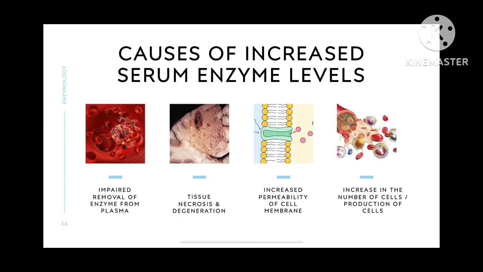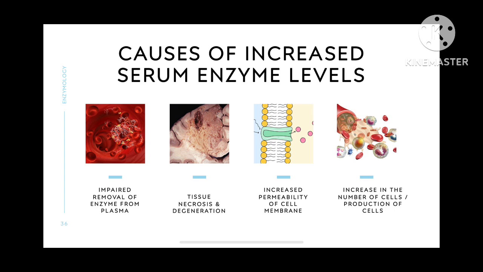These are the following causes of increased serum enzyme levels. Number 1 would be impaired removal of enzyme from plasma. If this happens, class, impaired removal of enzyme from the plasma indicates certain chronic disorders. Another cause would be tissue necrosis and degeneration.